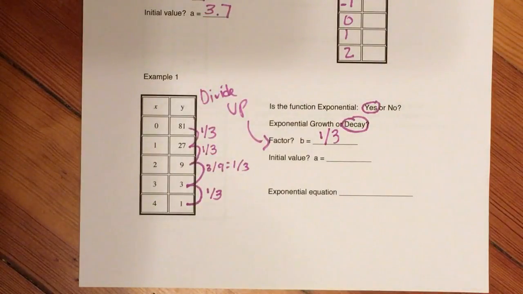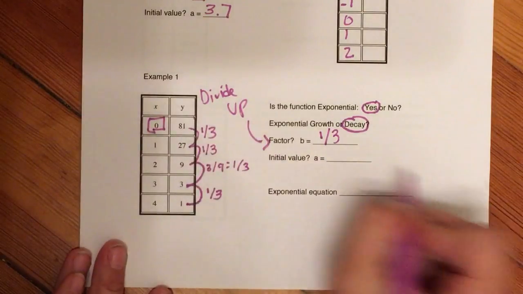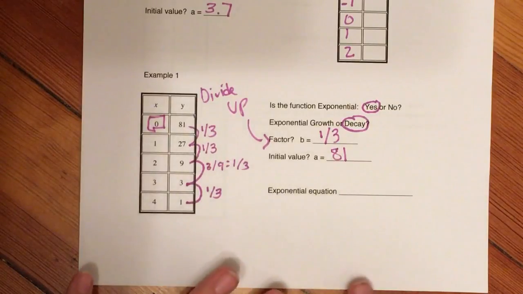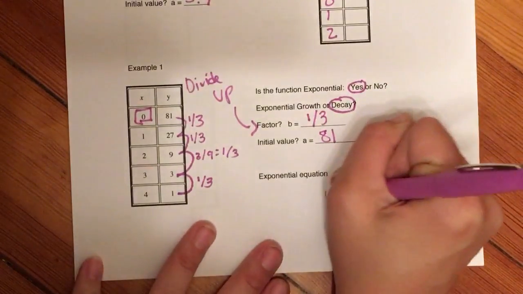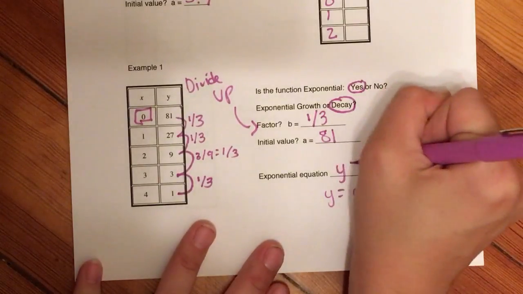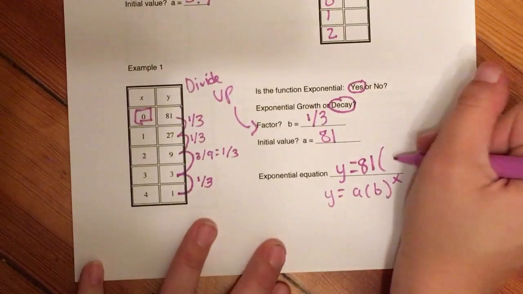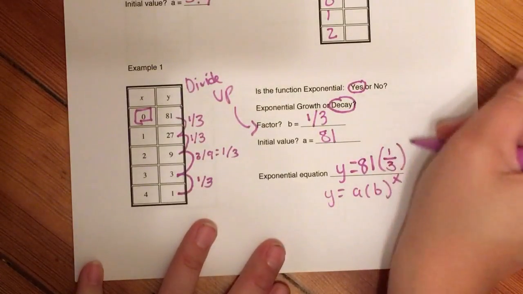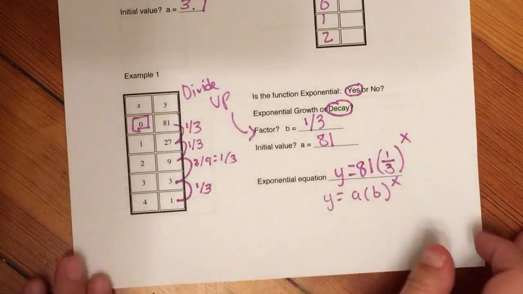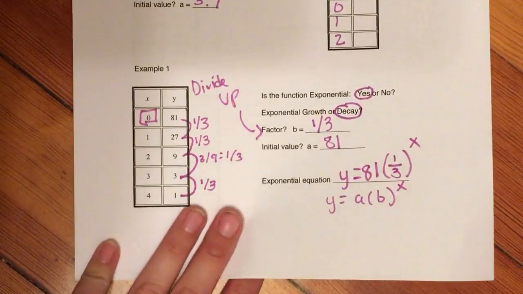What is the initial value? Well, we know the initial value is when x equals 0. So in this case, my initial value is 81. So now in order to write our equation, we have y equals a times b to the x. So y equals a, which is our initial value, which we said was 81, times b, which is 1/3, to the x. And we've now written an equation for this first example, for this table, for this exponential function.